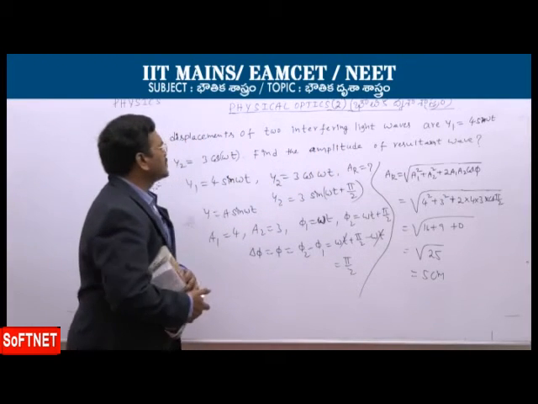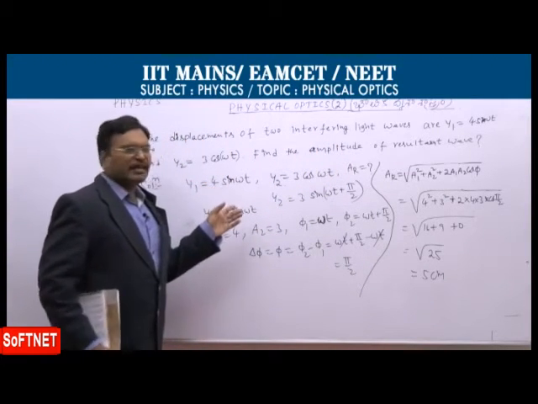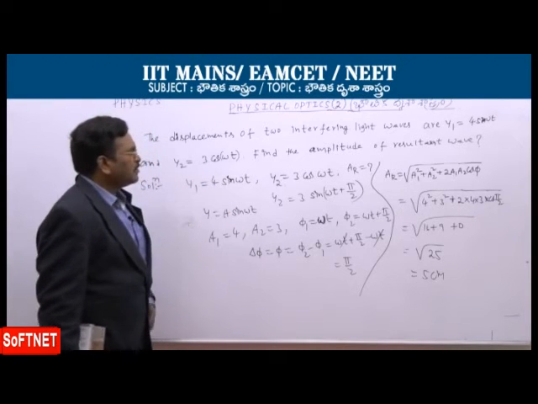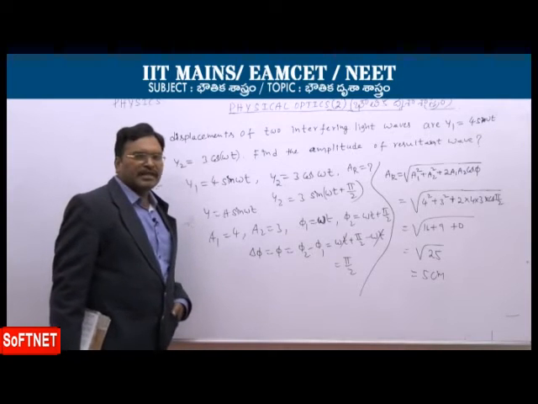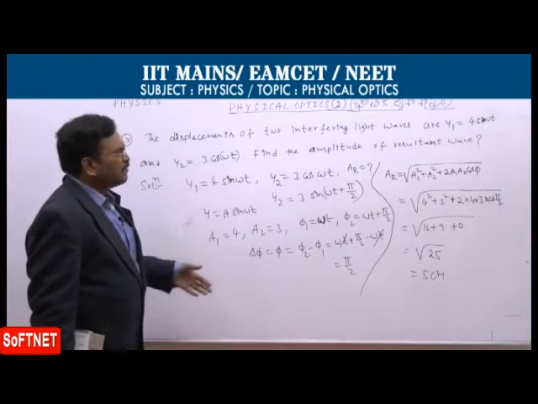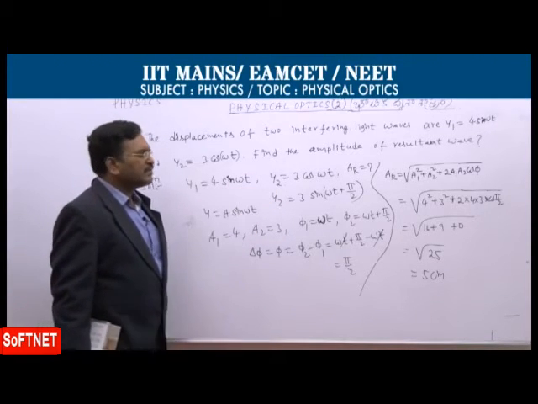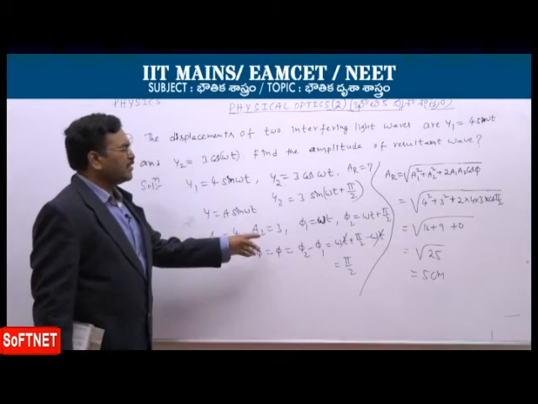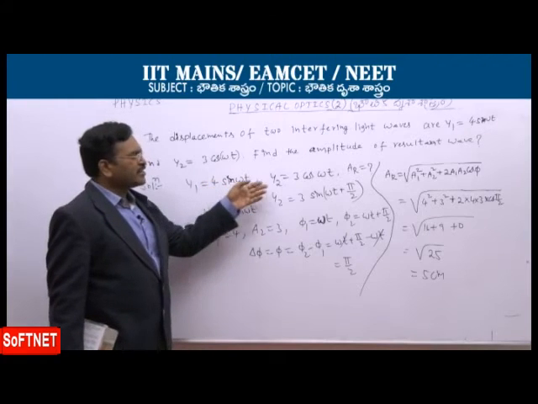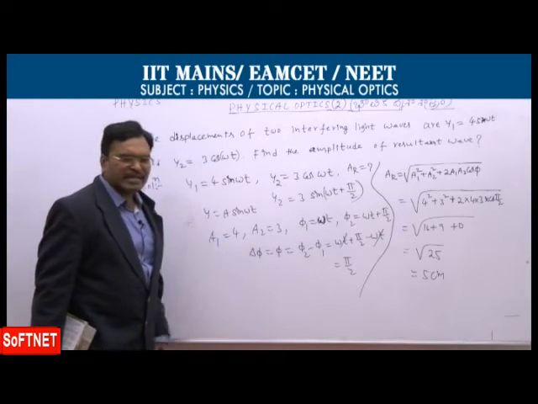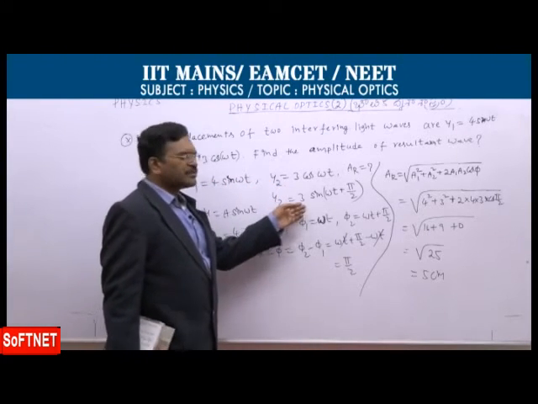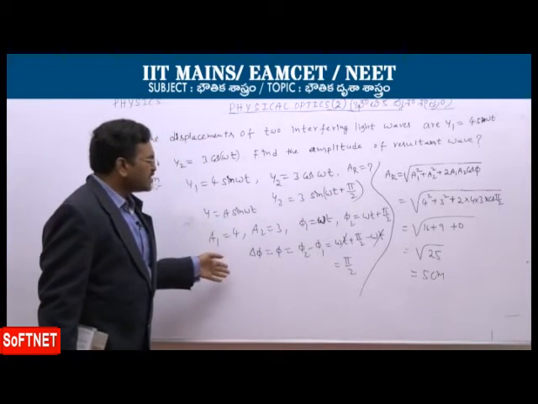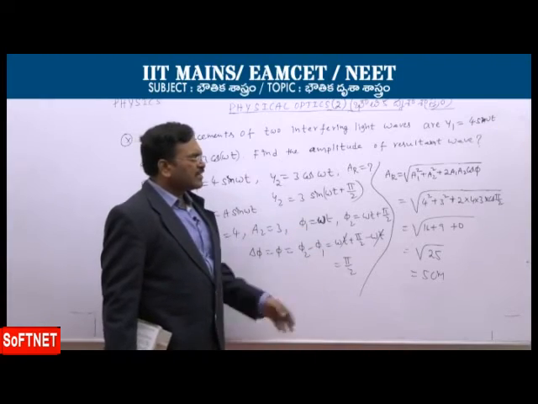Now we have two waves. Here the displacements of two interfering light waves are given, y1 and y2. Now, what is the formula for the amplitude of the resultant wave? Under root of A1 square plus A2 square plus 2 A1 A2 cos phi. Now phi is the phase difference, pi by 2. How do we calculate the phase difference? It is a sine function, so we write the cos function also in terms of sine. Sin of 90 plus theta is cos theta. So sin omega t plus pi by 2. So what is the phase difference here? Pi by 2.